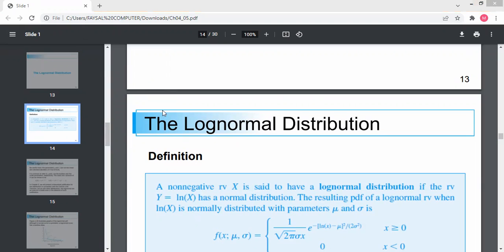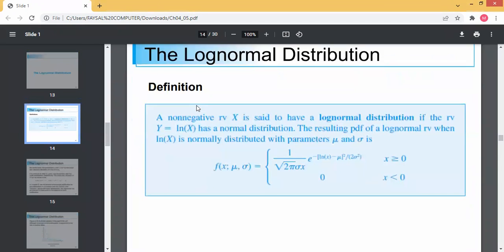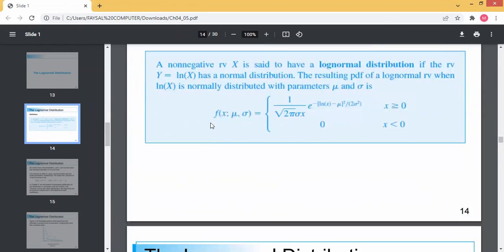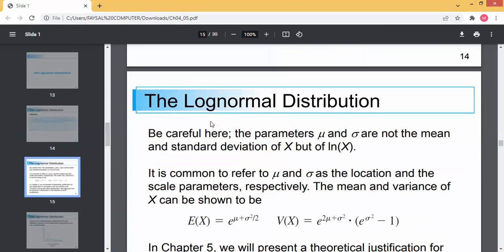Okay, Zen. Let's start with this one. That is the log normal distribution as I described, because the theory is very important for log normal. So I will just touch on some main parameters regarding the log normal distribution. It is common to refer to mu and sigma as the location and scale parameters.